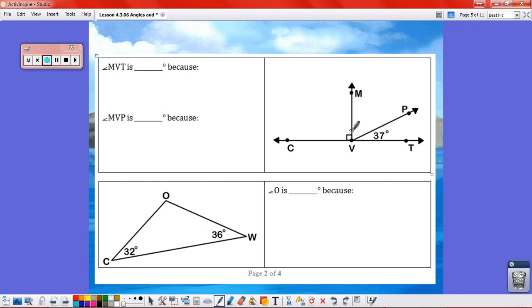Alright, here we have angle MVT is 90 degrees because, and angle MVP is 53 degrees because. Okay. What we have here is a straight angle, and this one is 90 degrees, this angle here. Well, half of a straight angle is 90 degrees, so the other half has to also be 90 degrees. So this is also a 90-degree angle. So that's supplementary.